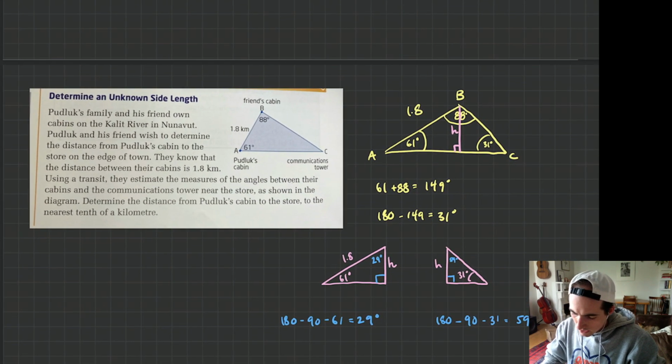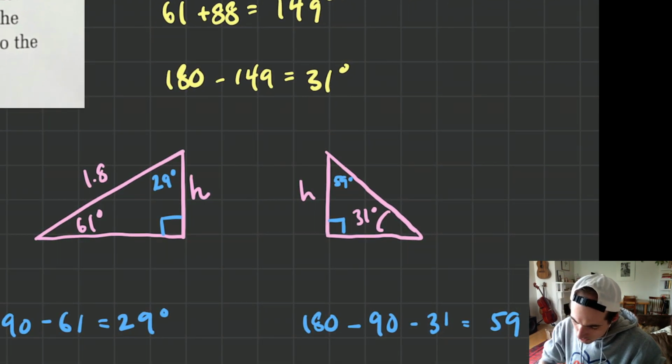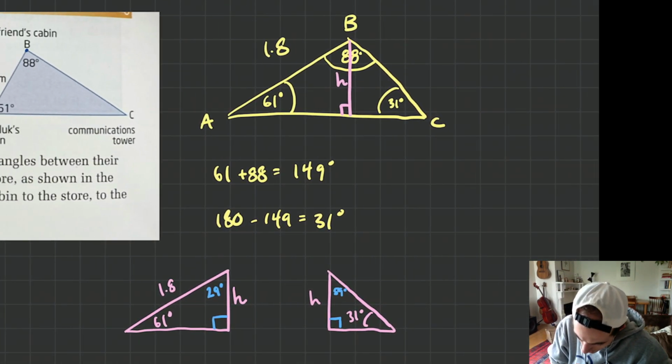Well, here's the thing. We need to know this length here, and we're going to do this using right angle triangles. So we're going to calculate this length here, and then we're going to calculate this length here, and then we're going to add them up.